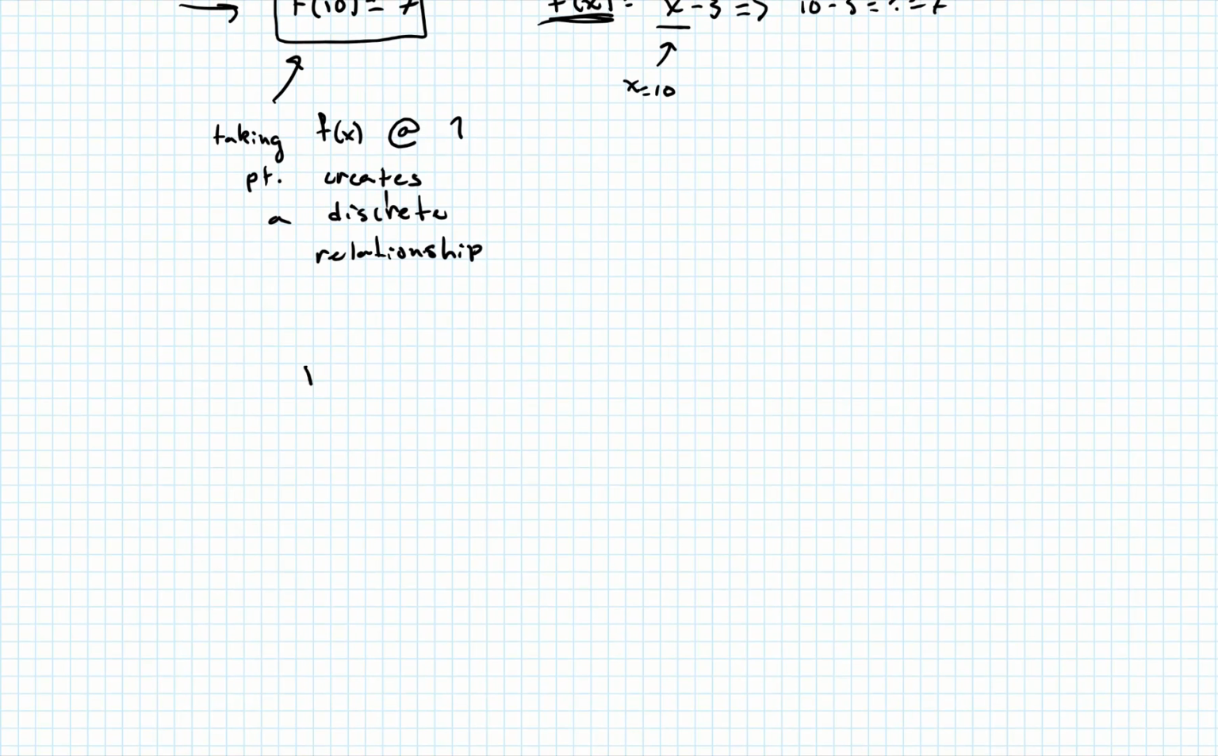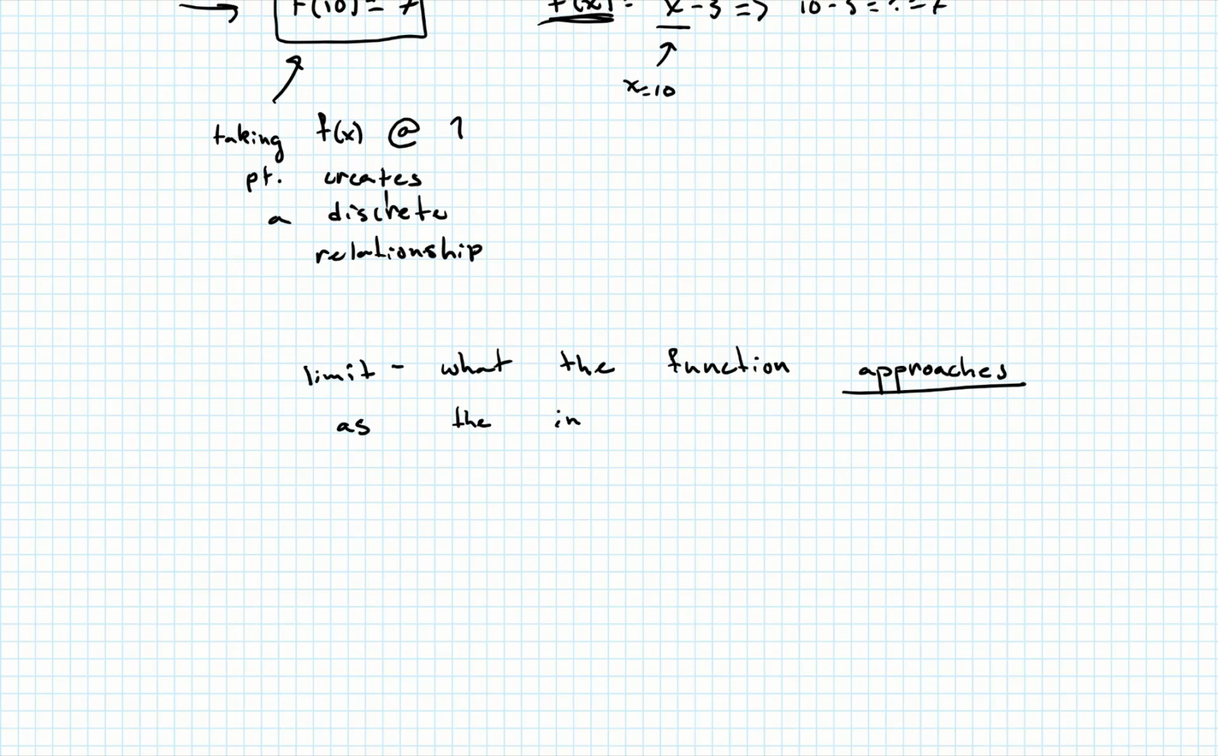And so that's where the limit comes in. The limit says it is what the function approaches. So we'll write that, because this word approaches is very important. What the function approaches as the input approaches some value.